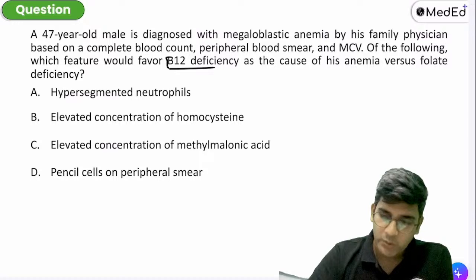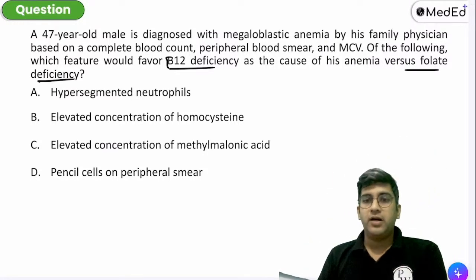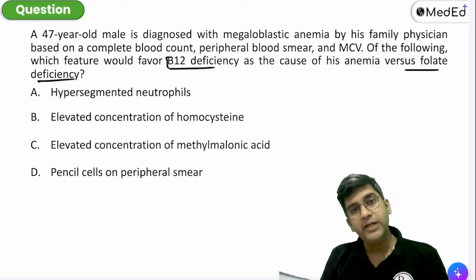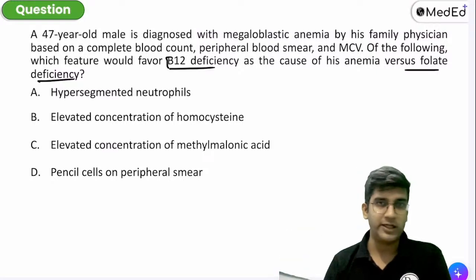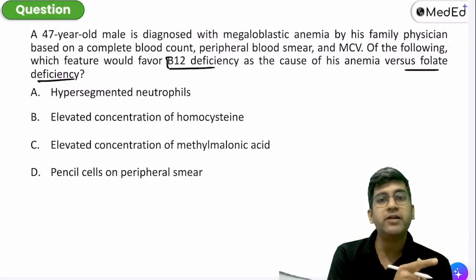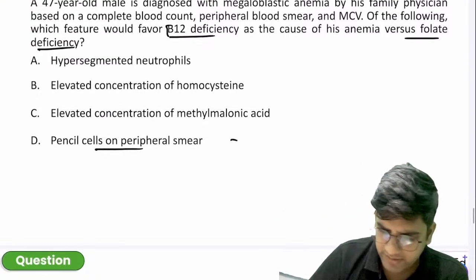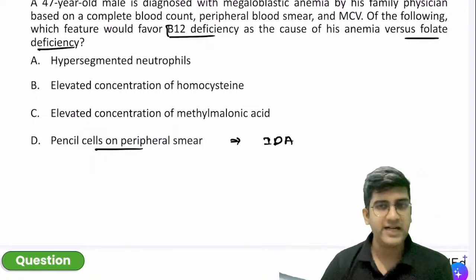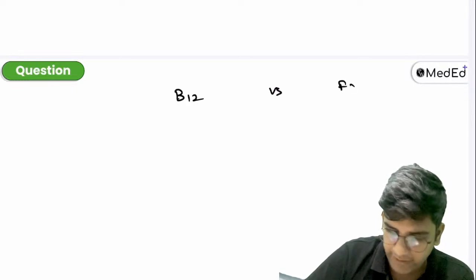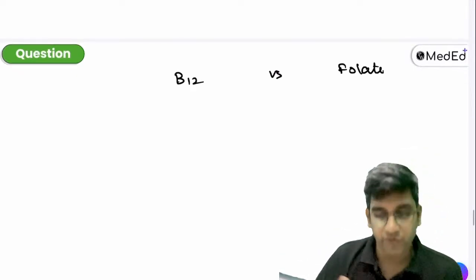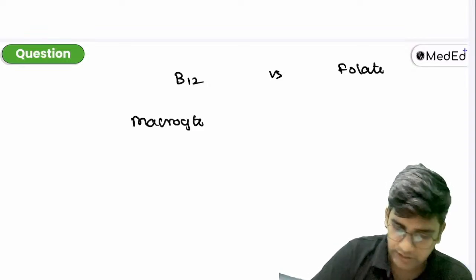So it's B12 deficiency versus folate deficiency, right? That's how I have to differentiate them, right? Megaloblastic anemia, be it due to B12 or be it due to folate, both of them will have hypersegmented neutrophils. It's a specific finding for megaloblastic anemia, but that will not help me differentiate hypersegmented neutrophils due to B12 or due to folate, right? Okay, pencil-shaped cells are seen in IDA, iron deficiency anemia, right? Now the question is how do I differentiate B12 versus folate? There are a few things which are common for both. One is macrocytes, which is seen in both B12 as well as folate.